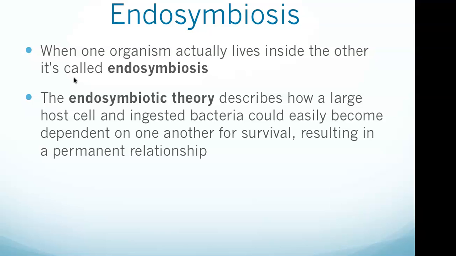Over millions of years of evolution, mitochondria and chloroplasts have become more specialized, and today they cannot live outside the cell. Essentially, the theory of endosymbiosis states that originally chloroplasts and mitochondria were prokaryotes, and they resided in larger cells and formed a permanent relationship.